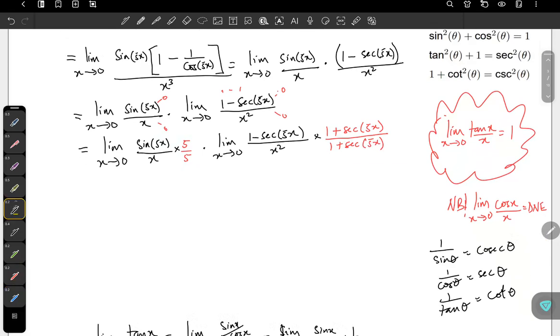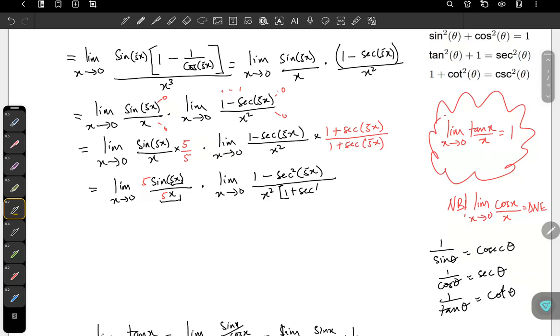Now, I can rewrite this as the limit as x goes to 0 of sine 5x over, then we have 5 here, we have the 5 here, and we have successfully introduced 5x, that's the same thing as what is here. Then times, on the other side, as x goes to 0, we use our usual difference of 2 squares. That gives us 1 squared minus sec squared 5x all over x squared into bracket 1 plus sec 5x.